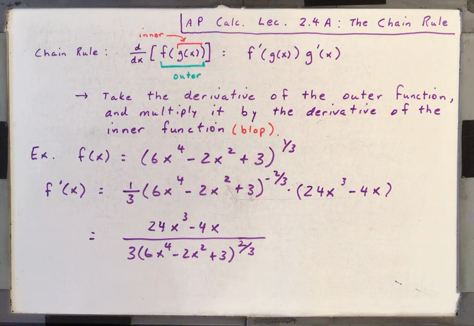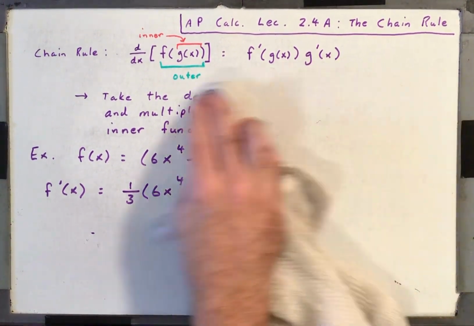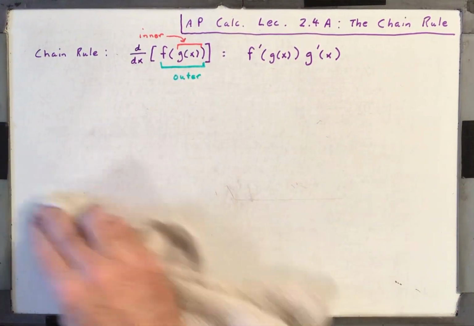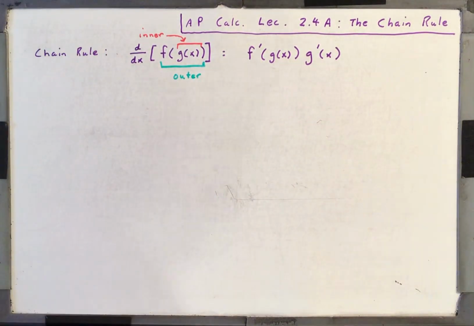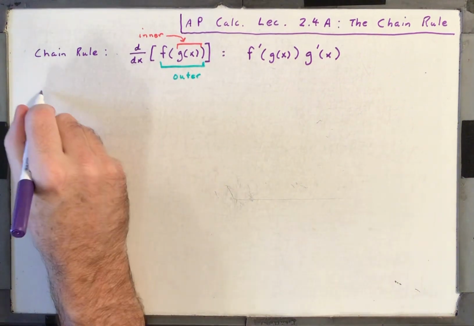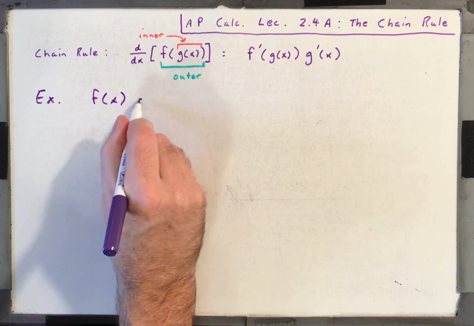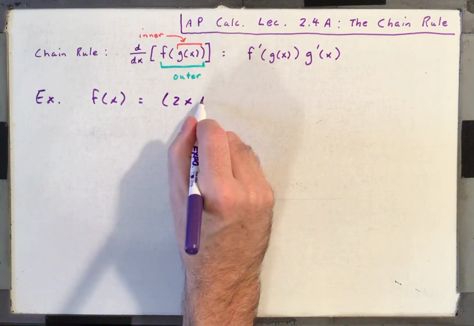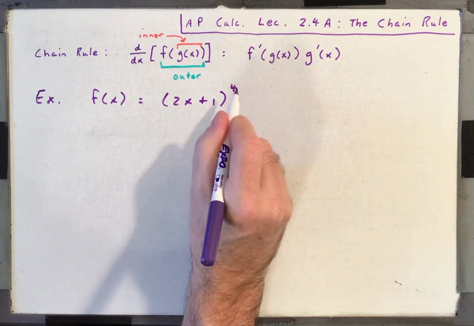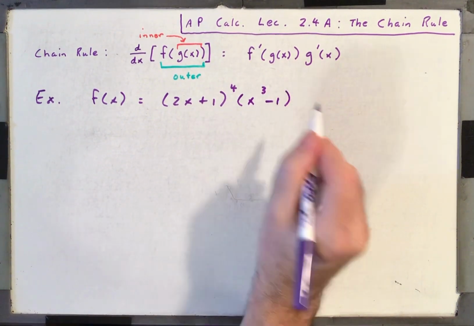Okay, let's work a couple where we have to combine computational techniques. So this time I'm going to need a little more space. So 2 more examples and we'll be done. So let's take the derivative, and we have f of x is equal to 2x plus 1 to the 4th power times x cubed minus 1.